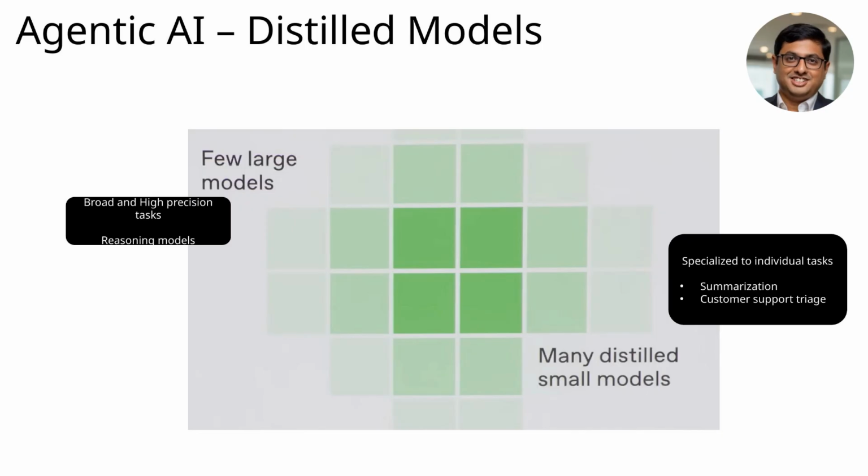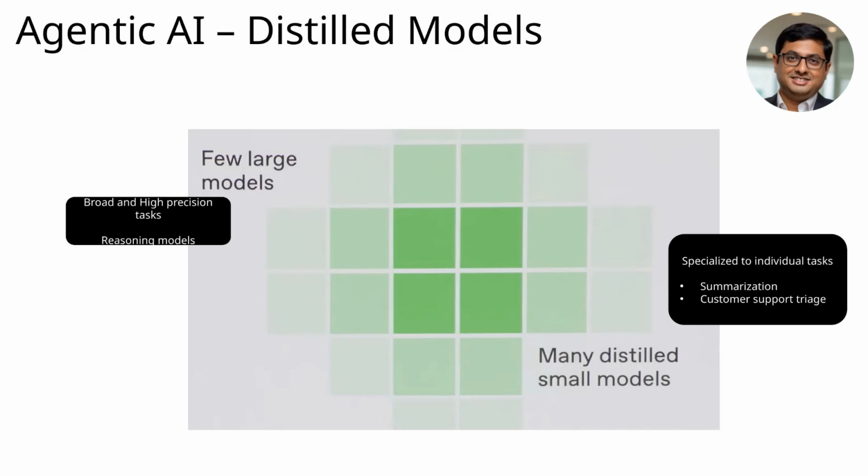Distilled models play a critical role in making the agentic AI framework more efficient and cost-effective. Agentic AI works by breaking down a complex goal into multiple subtasks. Most of these subtasks require less reasoning power than the original overarching goal. Distilled models are ideal for handling these smaller, specialized subtasks.